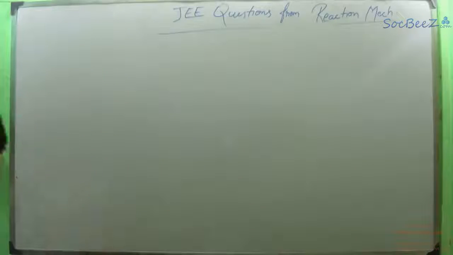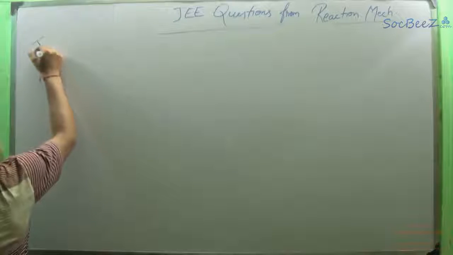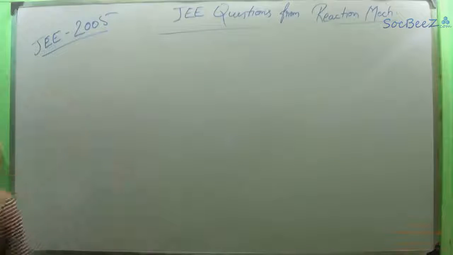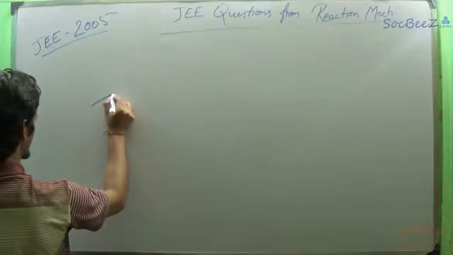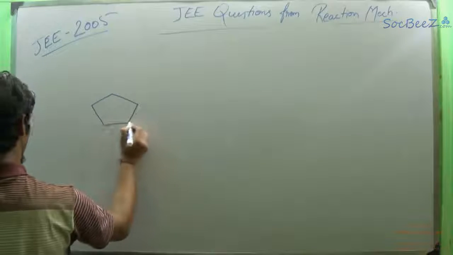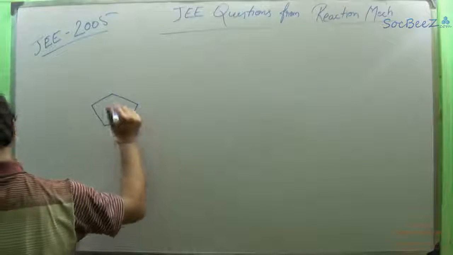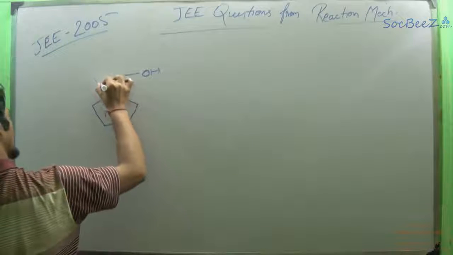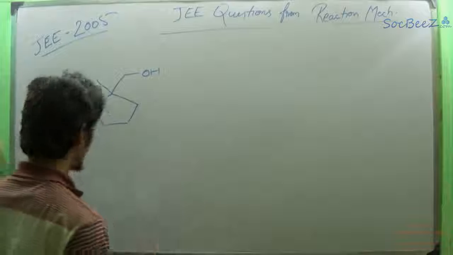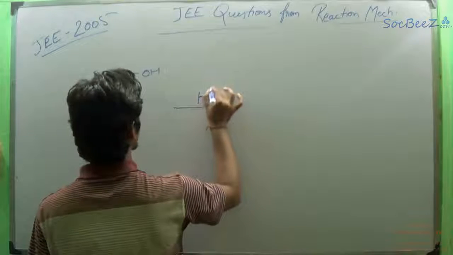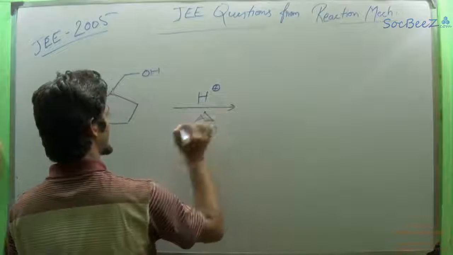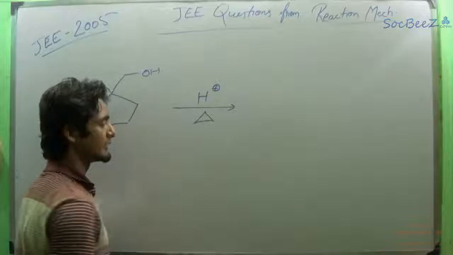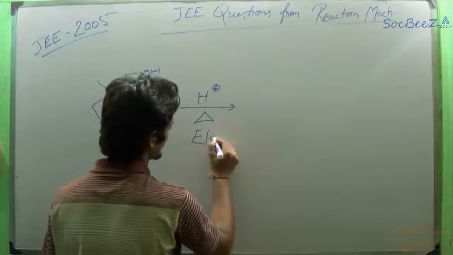The next question, it is again from JEE 2005. Which is, suppose we have this initial 5-membered ring, CH2OH and one more group is attached to this molecule, and H plus and heat is given. Now this is a very important sign. I have told you, if heat is given, then go for an elimination reaction.